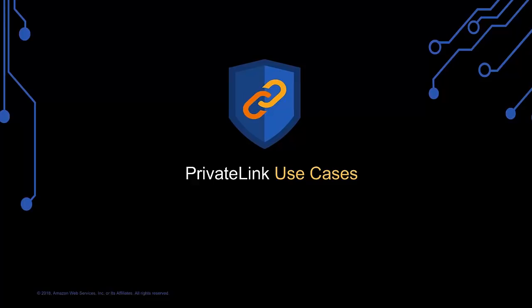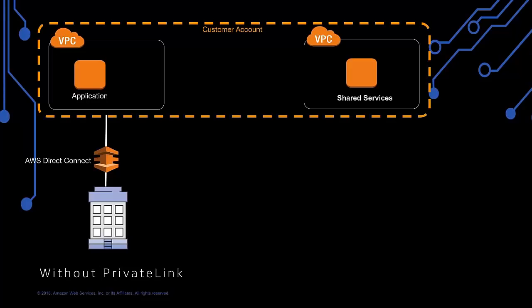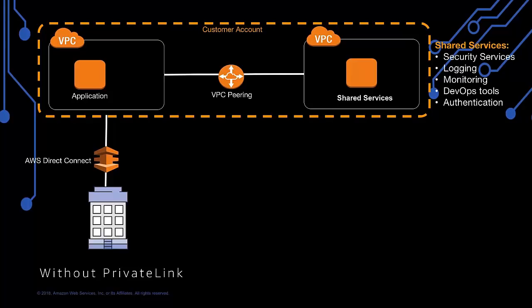Down at the bottom left, we have a data center coming over Direct Connect to a VPC with some applications in it. You might have multiple VPCs, so you probably have some sort of shared services VPC. You probably use VPC peering to connect that shared services VPC to your current VPC. So what's in that shared services VPC? It could be really anything, but commonly it's security services, logging and monitoring, maybe your DevOps or CI/CD toolchain, maybe LDAP or Microsoft AD or some sort of authentication tool or single sign-on, those kinds of things.